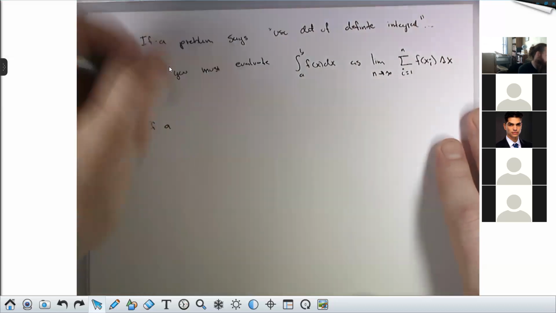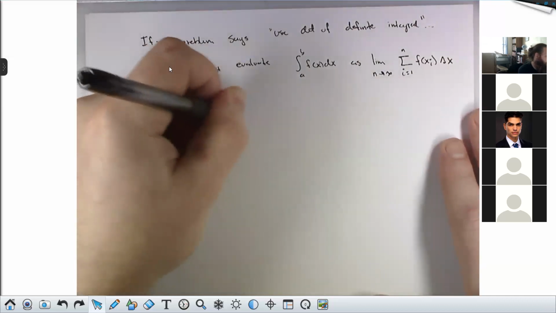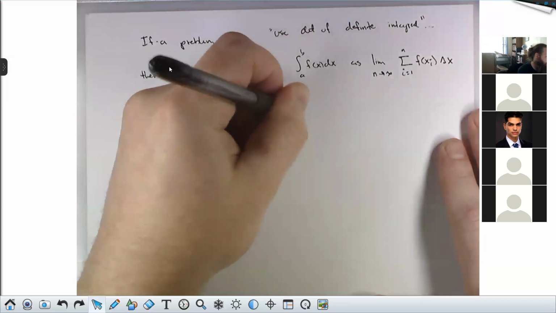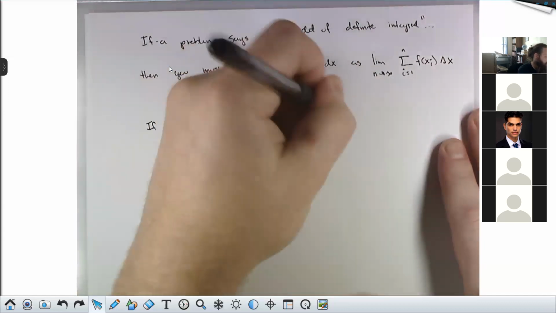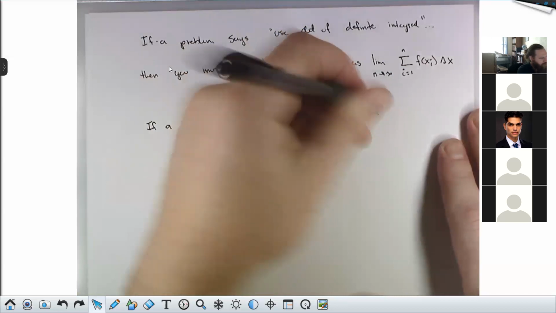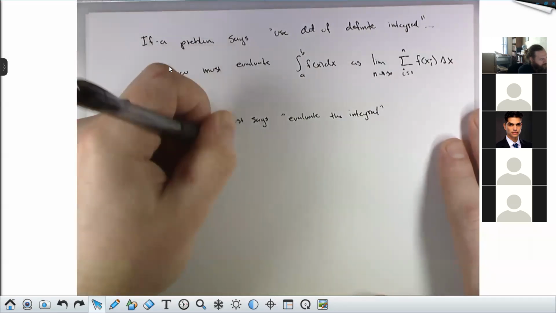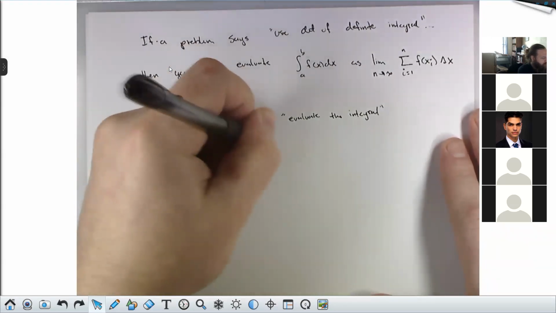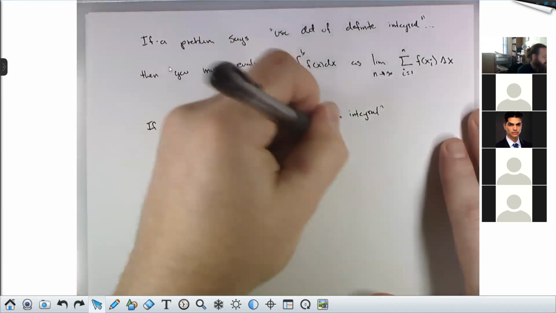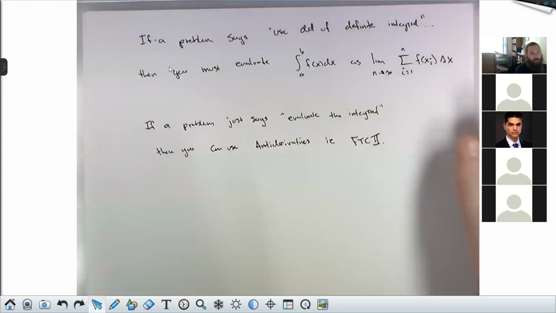If a problem doesn't say that, if it just says evaluate the integral, then you can use antiderivatives, i.e. FTC2. So it depends.